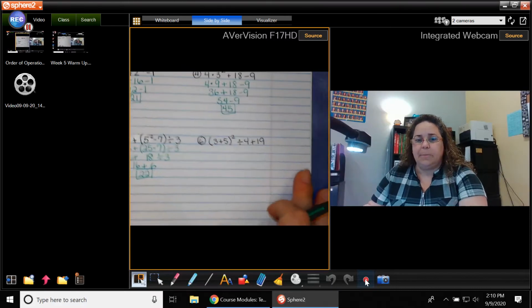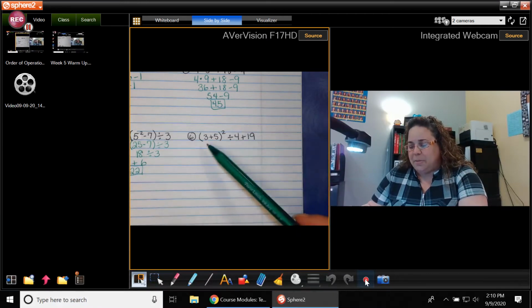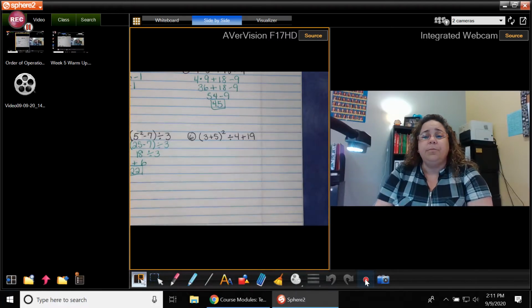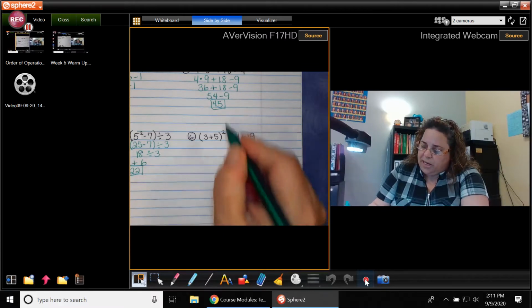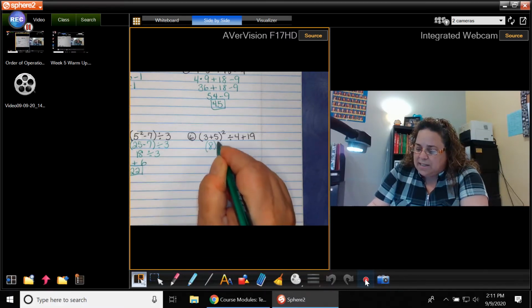Okay, guys, last one. This is one that some people tend to get a little bit stuck on. So let's see if you did this. Let's see if you made it through this one. All right, 3 plus 5 squared divided by 4 plus 19. Okay, well, order of operations says to do the parentheses first. So inside the parentheses, I have 3 plus 5. That's 8. And I need to bring everything else down.